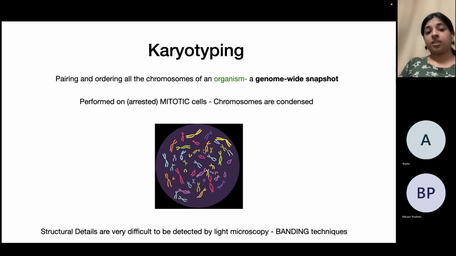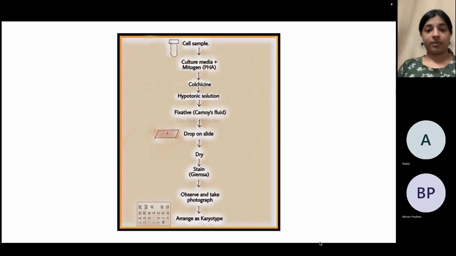But even though you do this, and even though you get a picture of all the chromosomes present in the cell, the structural details and what chromosome is what, where the abnormality is, where there is a defect, is very difficult to be detected by light microscopy. So for this, you need to stain the chromosome somehow, and not just stain it equally. You need to stain it in a way that it is able to be differentiated from each other, that it has some unique characteristic to every chromosome. And that technique is known as the banding technique or karyotyping.